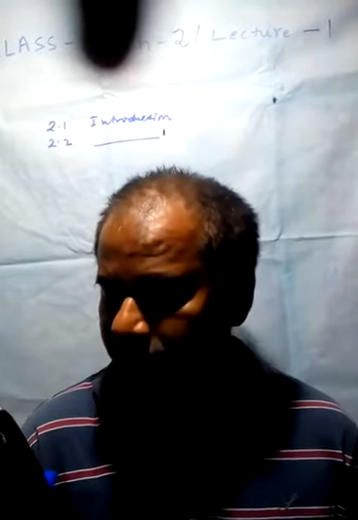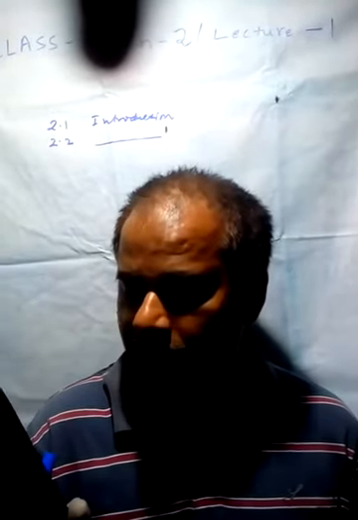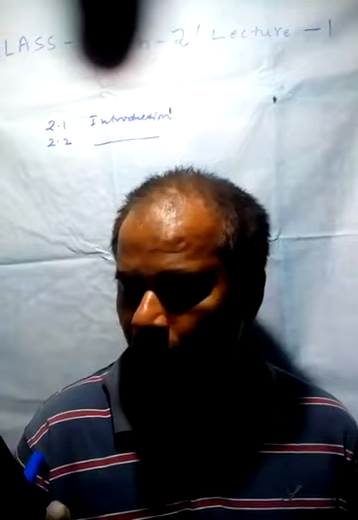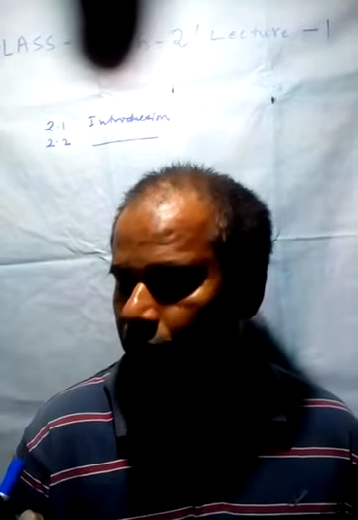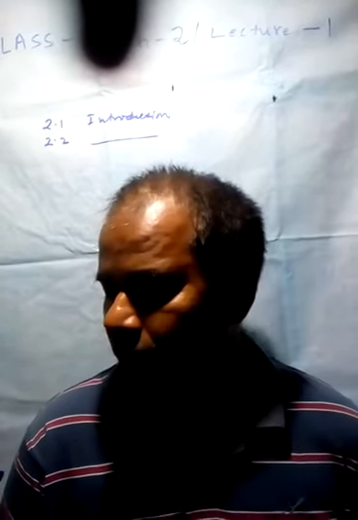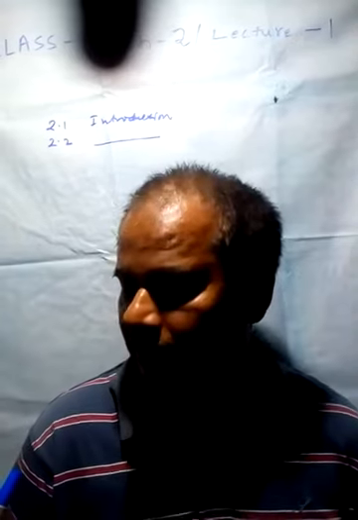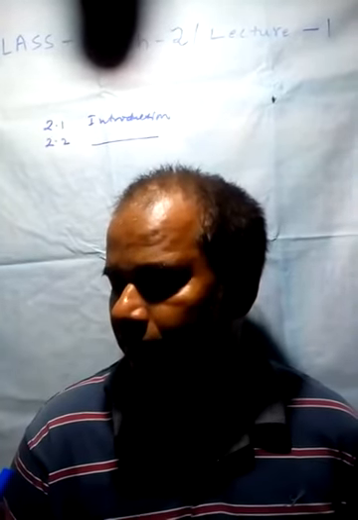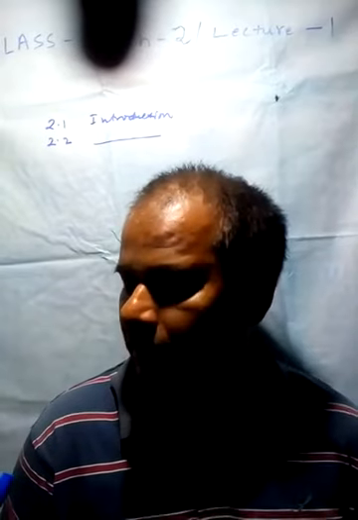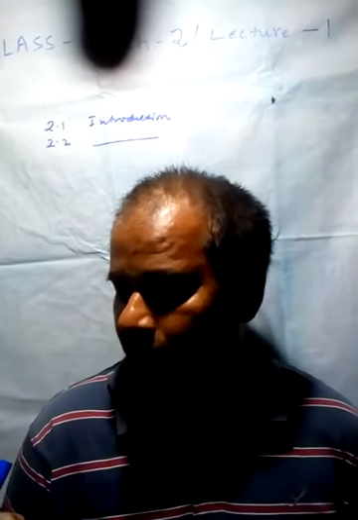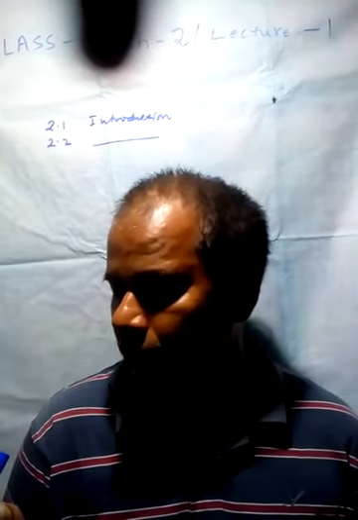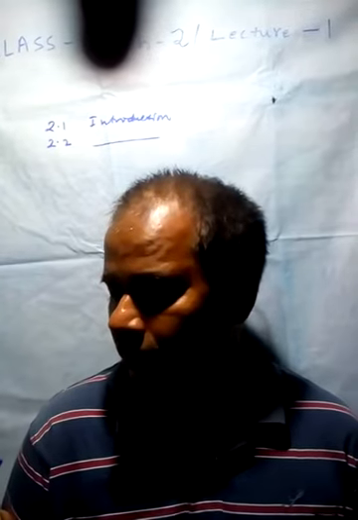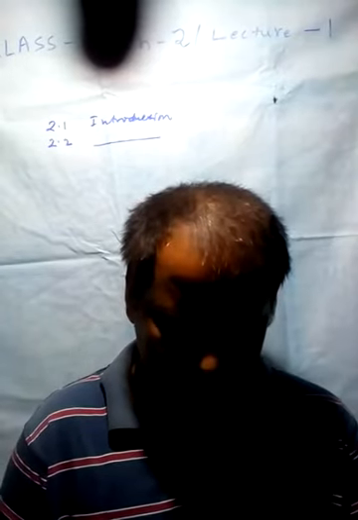Now to multiply a mixed fraction to a whole number, first convert the mixed fraction to an improper fraction and then multiply. Therefore, 3 into 2 and 5 by 7 is equal to 3 into 19 by 7 is equal to 57 by 7 is equal to 8 and 1 by 7. Similarly, you have to solve 2 into 4 and 2 by 5 is equal to what? 2 into 22 by 5 is equal to what? That is 44 by 5. Try these. Questions are there, you have to solve.